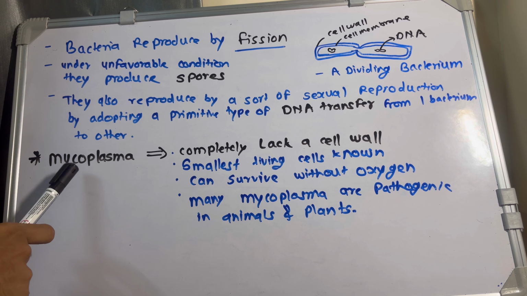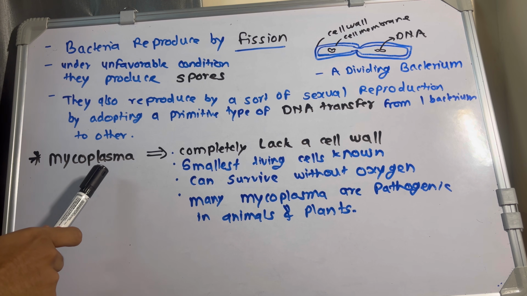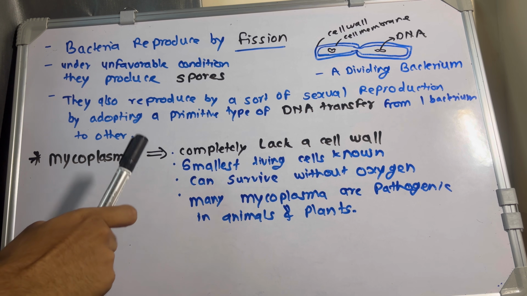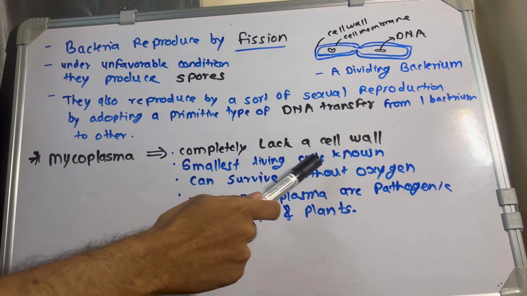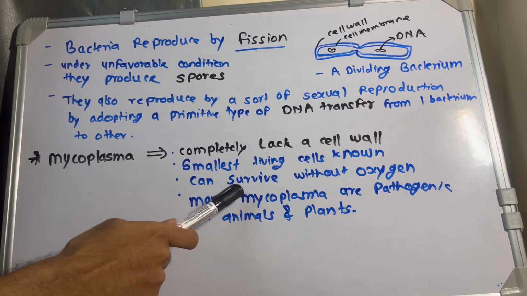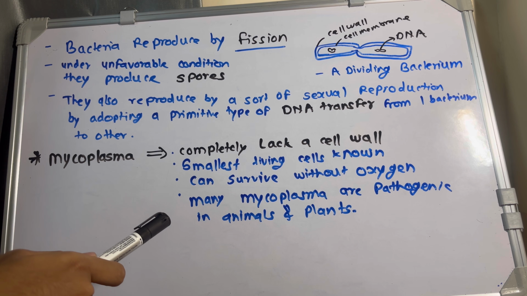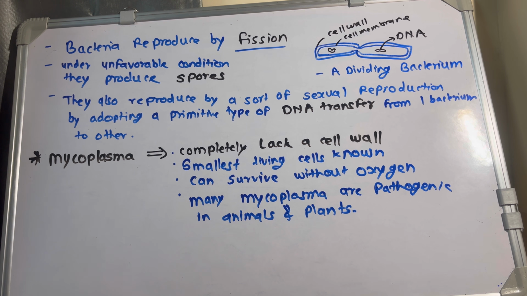Now, this special bacteria called mycoplasma completely lacks a cell wall. So it doesn't have a cell wall, and it is the smallest living cell known, and it can survive without oxygen. Many mycoplasma are pathogenic in animals and plants.